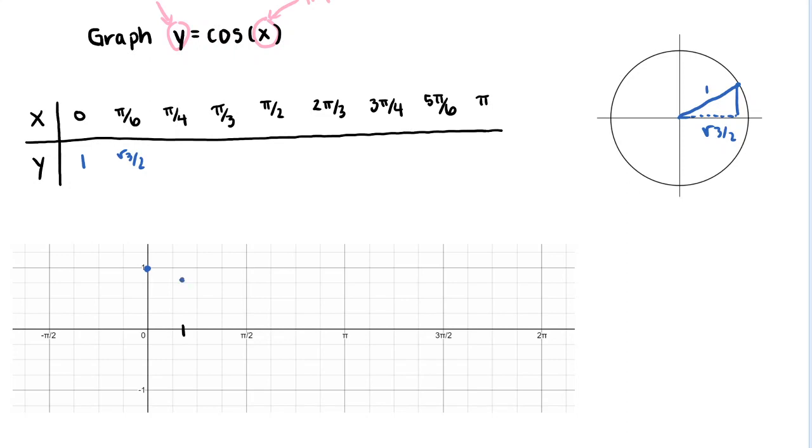And then at pi over 4, we're at a 45, 45, 90 triangle in our picture here. Maybe I'll be consistent and use blue. This distance here is what cosine is going to give us. That's going to be the square root of 2 over 2, roughly 0.7. I should list that on the table, so this is the square root of 2 over 2. And then lastly, we've got pi over 3 here, so another 30, 60, 90 triangle, but with a short leg length of 1/2.